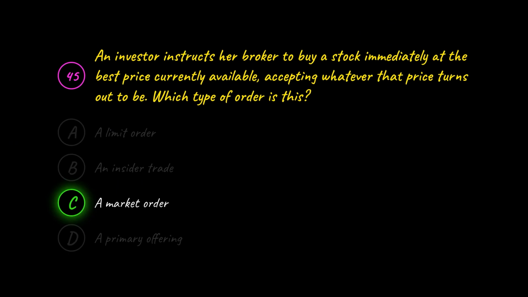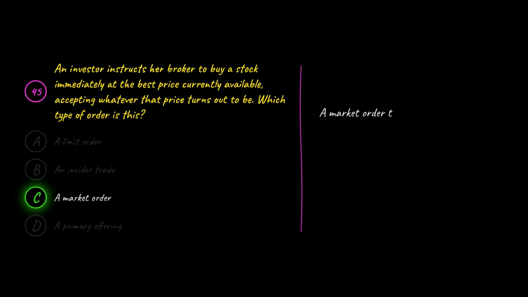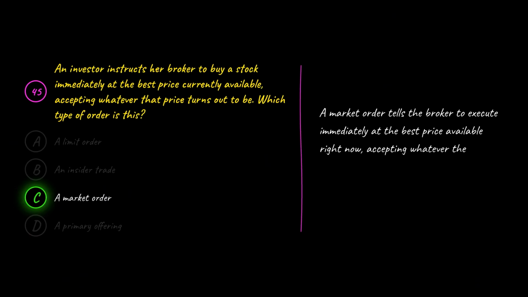The correct answer is C. A market order. C is correct because a market order tells the broker to execute immediately at the best price available right now, accepting whatever the current price is. Buying without setting a price condition is a market order.